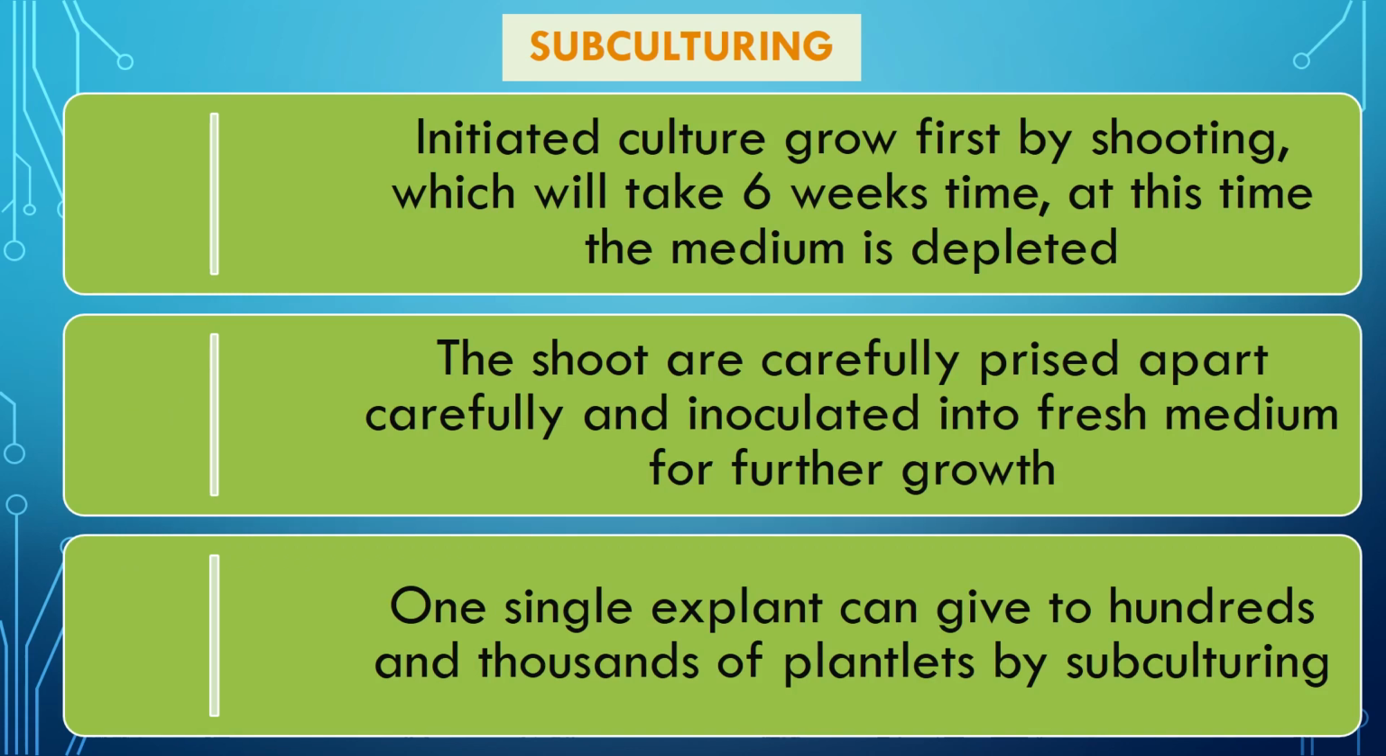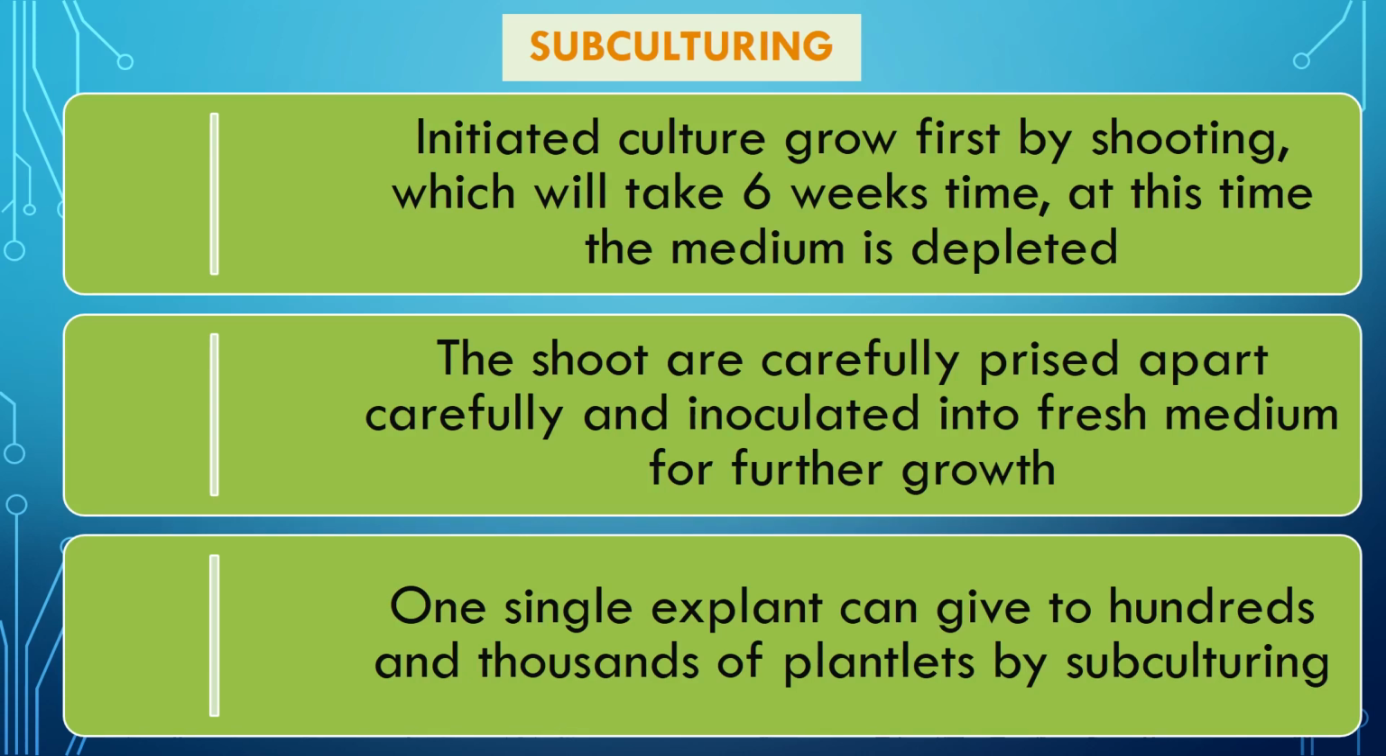Newly initiated cultures usually grow first by shooting. This means that the shoot system propagates first. Each explant can give rise to several shoots. As this takes place over 2 to 7 weeks, medium depletion may occur. It is therefore important to make a subculture now, to grow an explant into fresh media.